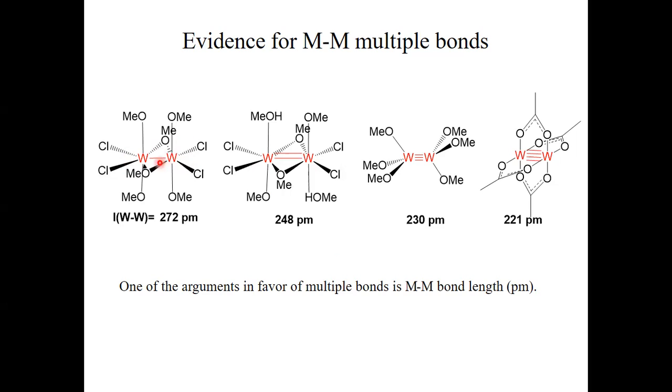And this is supported by the fact that the bond length is actually decreasing. You see here that in this complex, we have a bond length of 272 picometers. Here it's 248 picometers, here it's 230 picometers, and here it's 221 picometers.